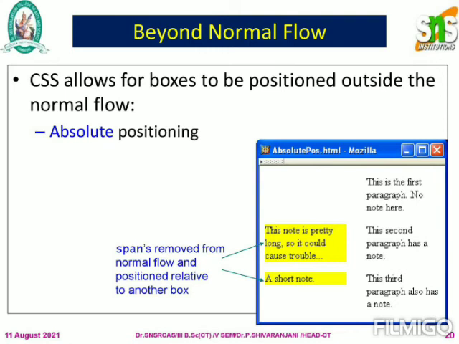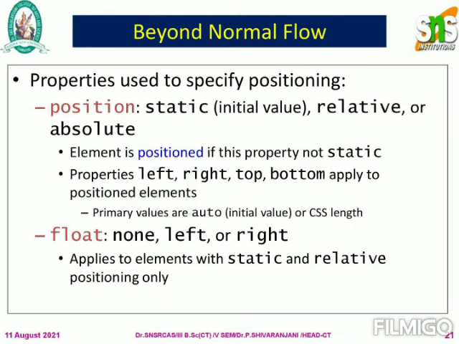In absolute positioning, the spans are removed from the normal flow and positioned relative to other boxes. So this is the absolute positioning. Next, the properties used to specify the positioning: the position can be static initially, and then it will be converted to a relative or absolute value. The element is positioned if its position property is not static.